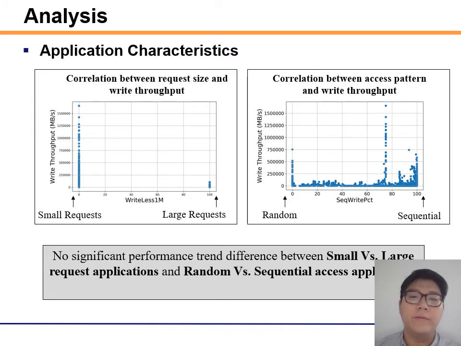In a local file system, we always assume that if an application has a small request size and random access pattern, it has low performance compared with an application that has a large request size and scheduled access pattern. However, as shown in the figures, we can see that there is no significant performance trend difference between small and large request size applications and random and scheduled access pattern applications. These results suggest that individual application characteristics do not have a significant impact on the performance.